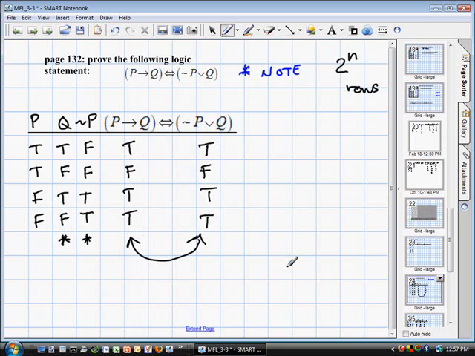You're going to have some assignment problems of that type where they'll say, show me that these 2 are equivalent. This is the way you do it. You set up a truth table where you figure out both, and you show that the 2 columns really are identical. Okay.